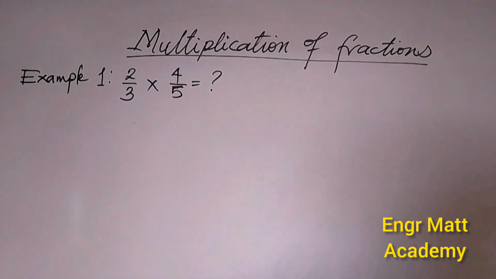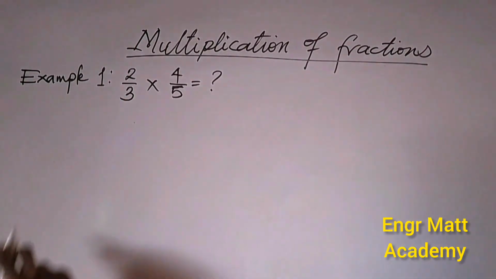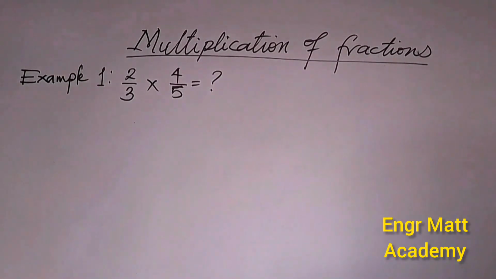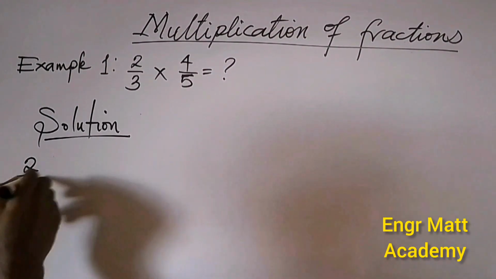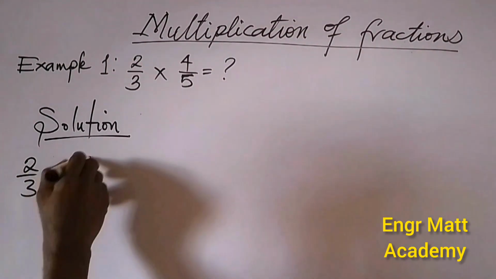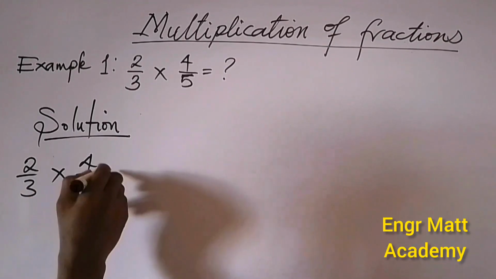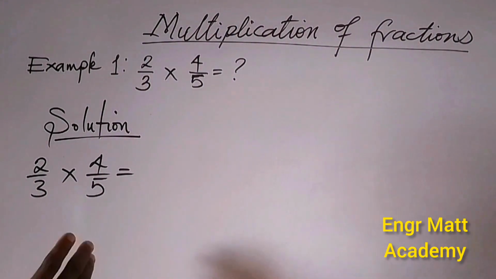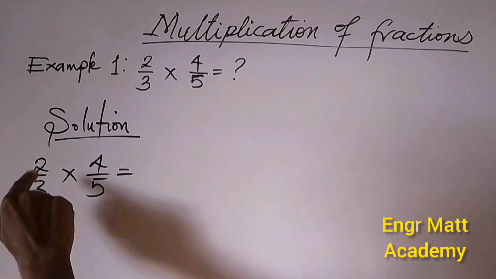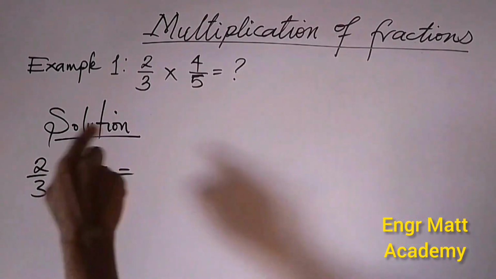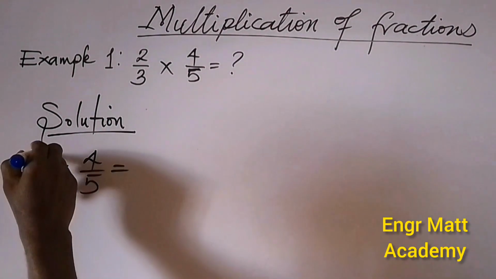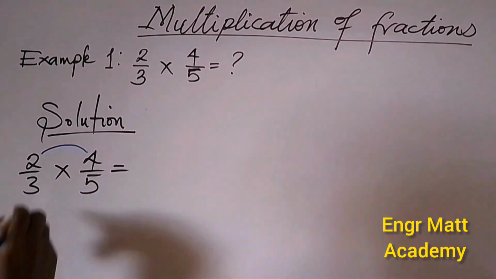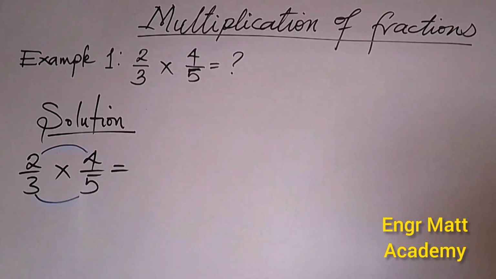In this first example, we have 2 over 3 multiplying 4 over 5. So our solution, 2 over 3 multiplied by 4 over 5. In this kind of problem, the rule is to multiply numerator by numerator and denominator by denominator. That is, numerator by numerator and denominator by denominator. If we do this, our answer is pretty simple.